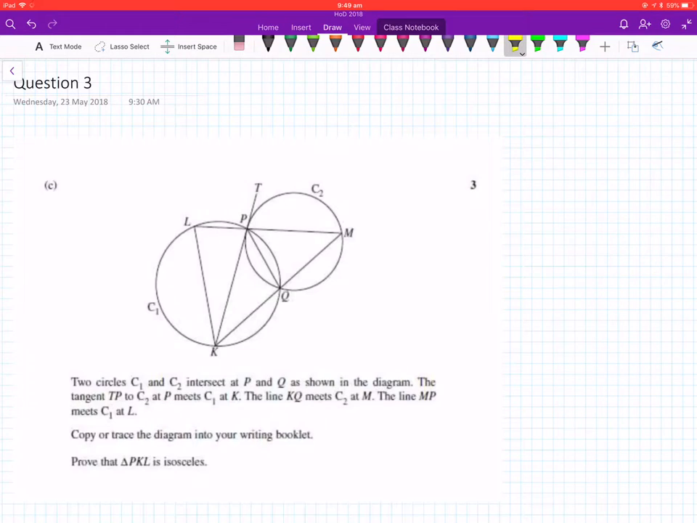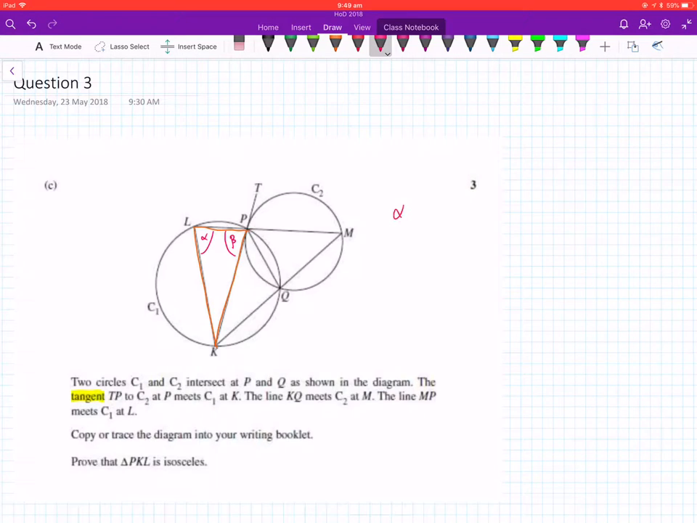Two circles C1 and C2 intersect at P and Q as shown in the diagram. The tangent, very important, TP to C2 at P meets C1 at K. The line KQ meets C2 at M. The line MP meets C1 at L. I have to copy the diagram, but I do have to prove that triangle PKL is isosceles.